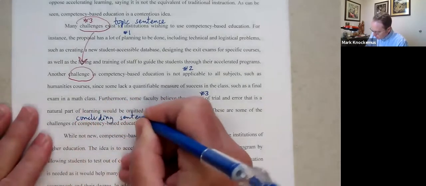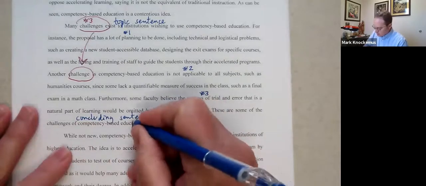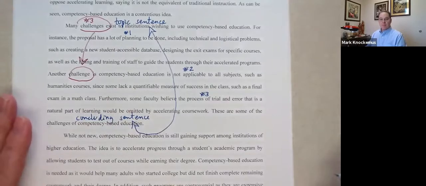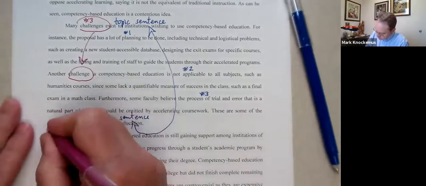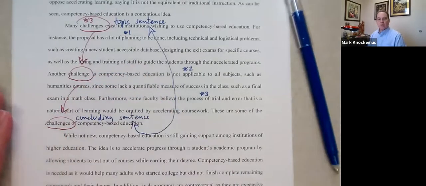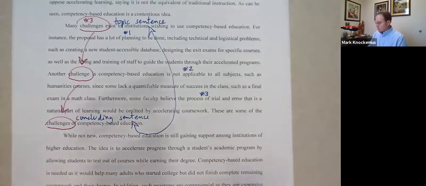Here I have my concluding sentence. What is it doing? It's an echo of my topic sentence. These are some of the challenges. Here it is again. Ooh, on topic. Good little checker of competency-based education.